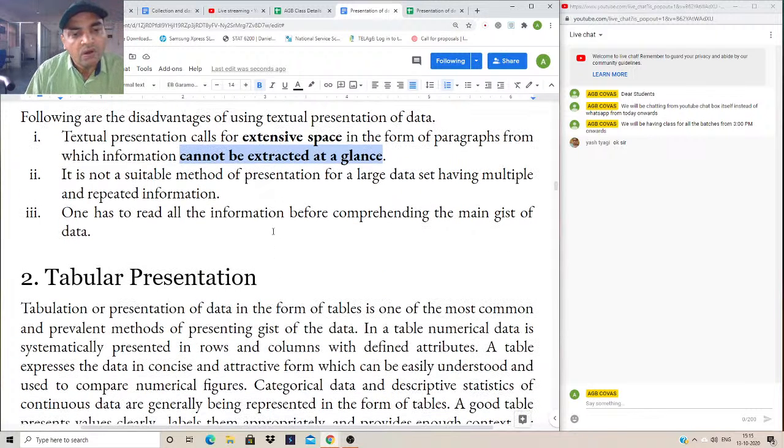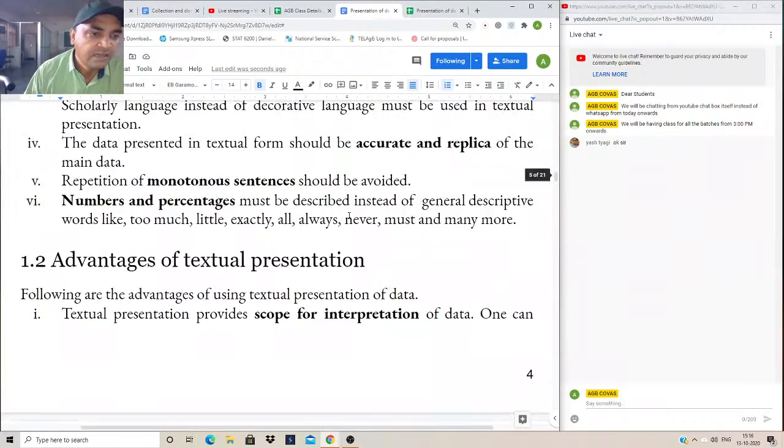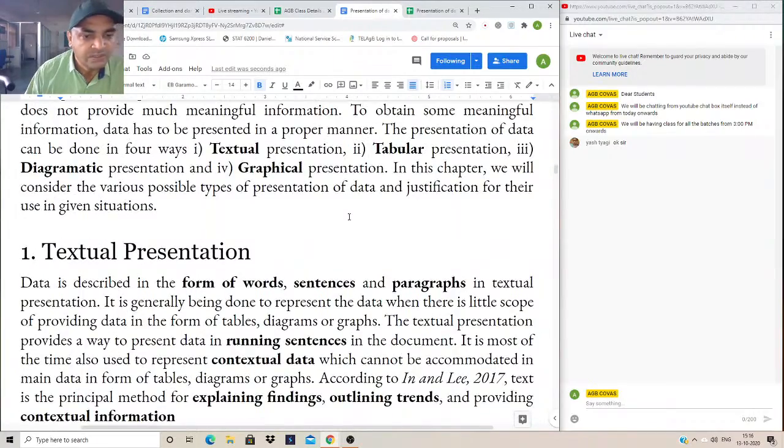And one has to read all the information before comprehending the main gist of the data. So from this textual presentation, you have to read everything. After reading everything, then only will you be able to comprehend the gist of it. This is about the textual presentation. We have just gone through the advantages, the disadvantages, and the properties of textual presentation.